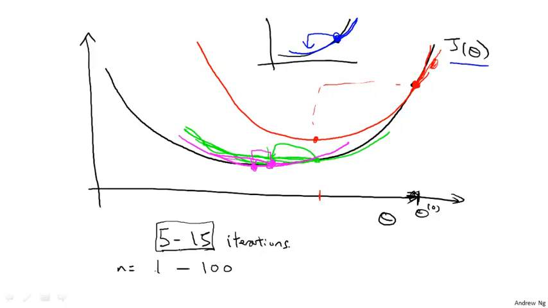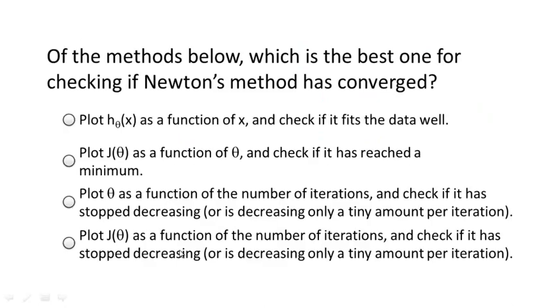To wrap up this video, I have one question for you. We talked about Newton's method and how it converges fairly quickly. So how do you check if Newton's method has really converged? Of the methods below, which do you think is the best one for checking if it has converged?